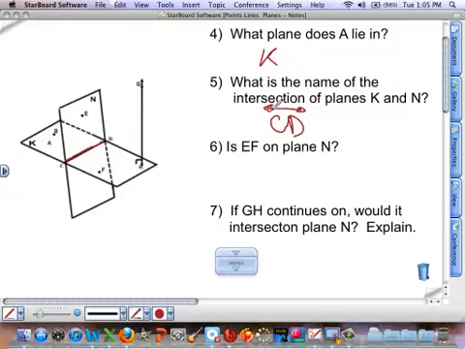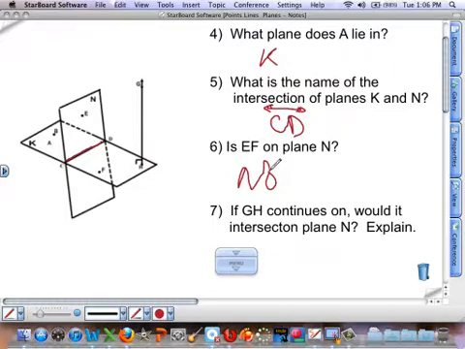Next question. Is line EF, or segment EF, on plane N? This is a tough one to look at. We're in 3 dimensions here. Is segment EF on plane N? Why not? It's actually not on either.